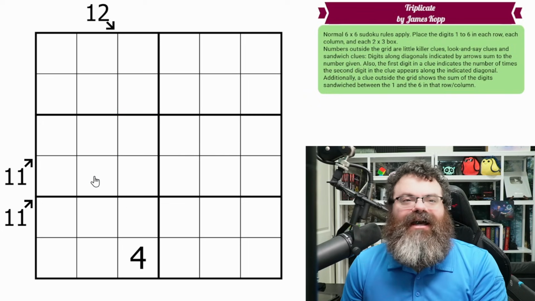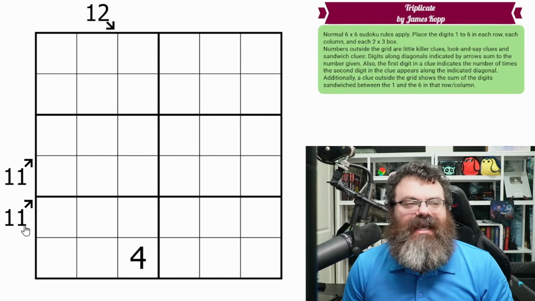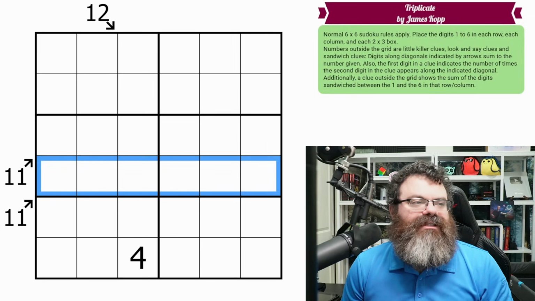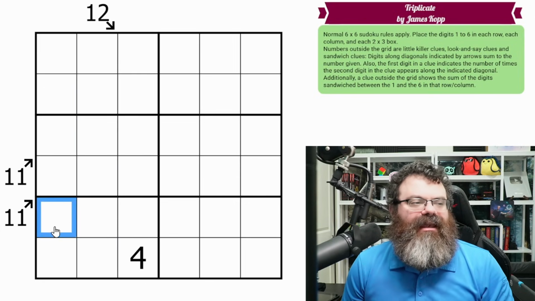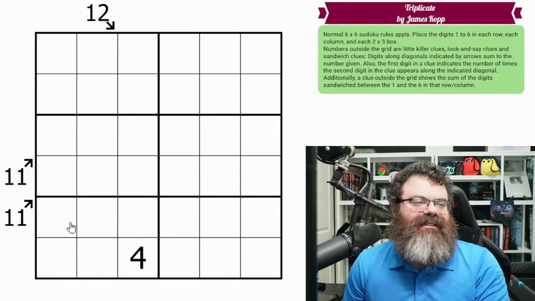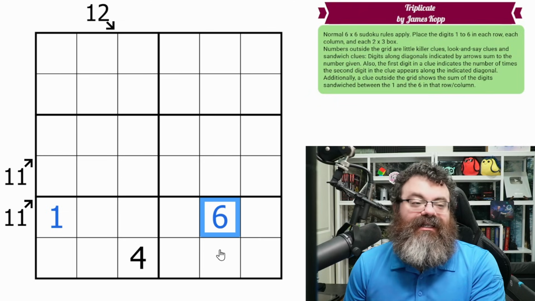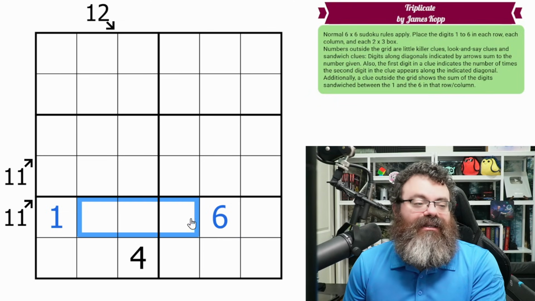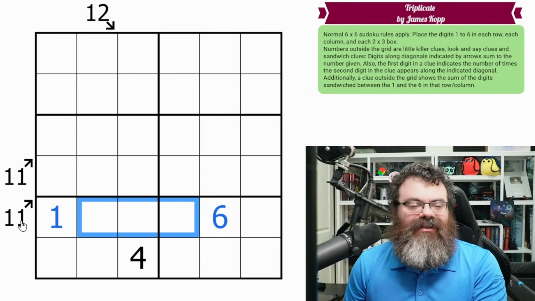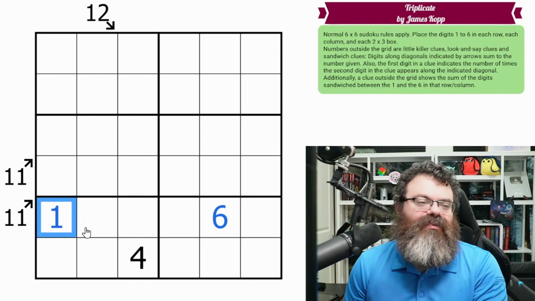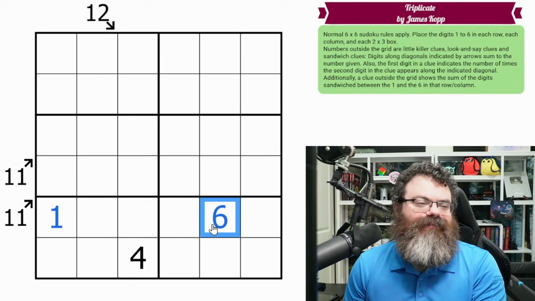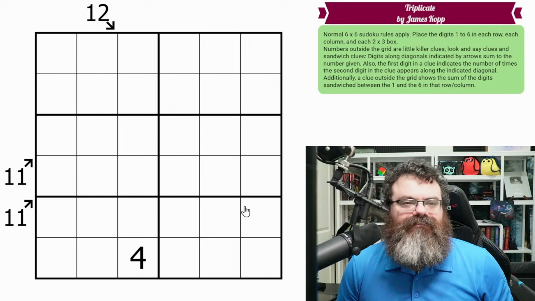All right. And then finally, these clues outside the grid are also sandwich clues that affect the row or the column for that clue. So what you do is you look for where the 1 and the 6 are. So maybe the 1 is here and the 6 is here. And then in between, we have to add to this clue. So these 3 would add to 11. So between the 1 and the 6, these 3 would add to 11. All right. And that's it.